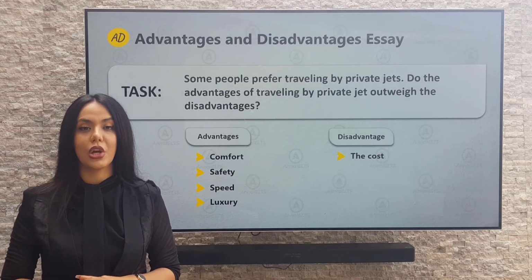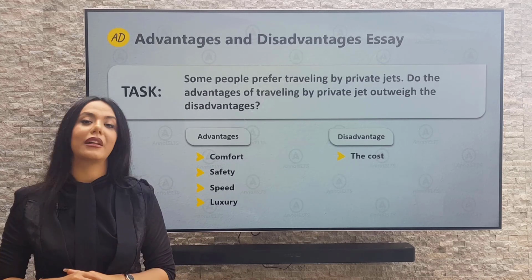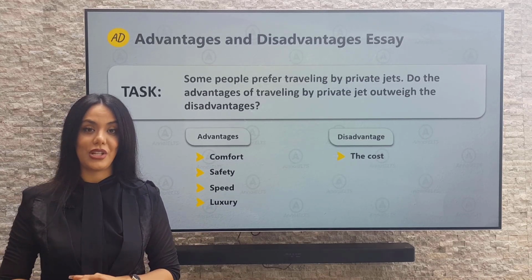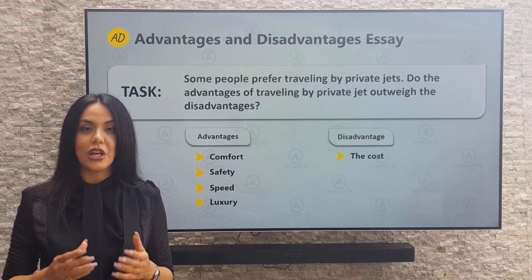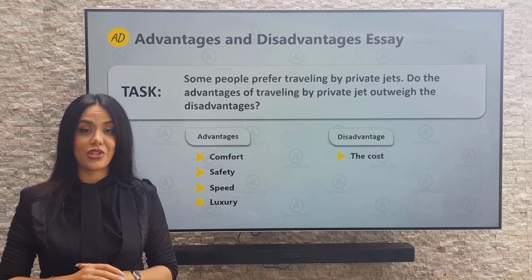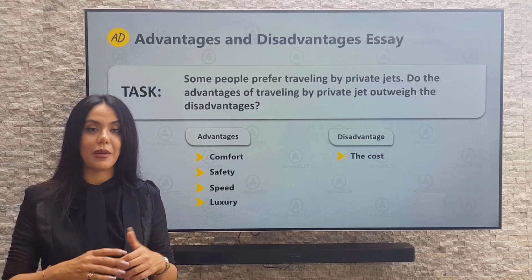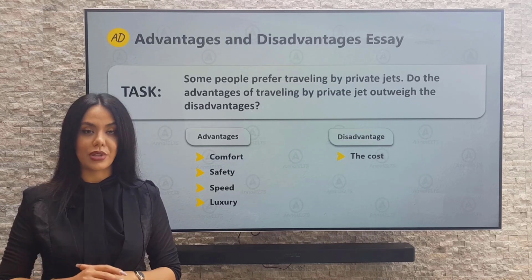So now you know that if you see an advantages and disadvantages question, you have to pay attention to the question task to identify the type and then provide a related response.